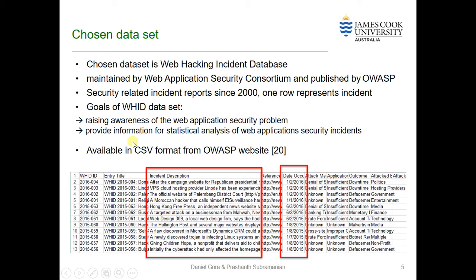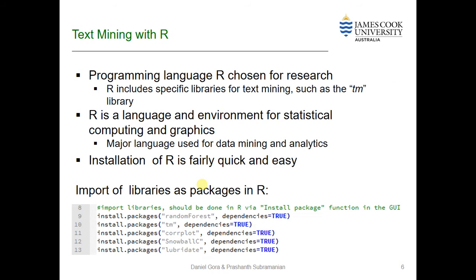The goal of this data set is to raise awareness of web application security and to provide information for statistical analysis, for example, by our research. The data set is available in CSV format from the OWASP website. So this is basically the data that we have focused on. It has at least several thousand rows and a lot of text included in each incident description.